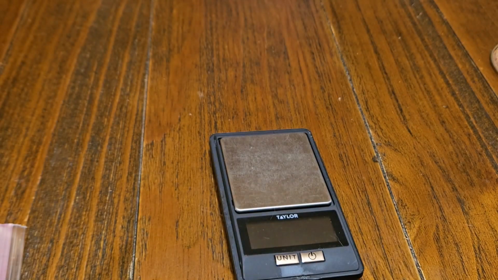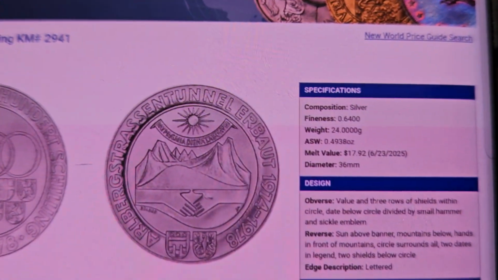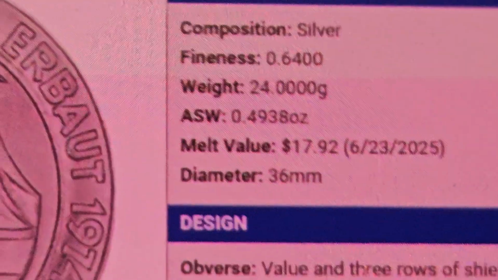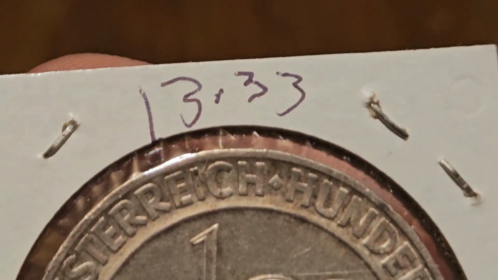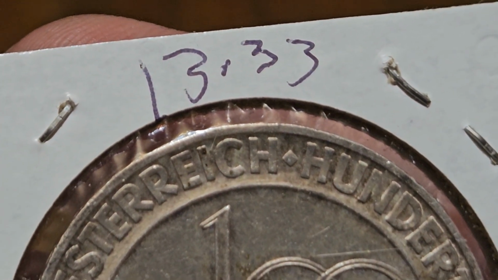Okay. Now, I already got it up here for you guys, so we can see what it costs. $17.92 is the melt value. So $4 and 59 cents under melt. Yay.